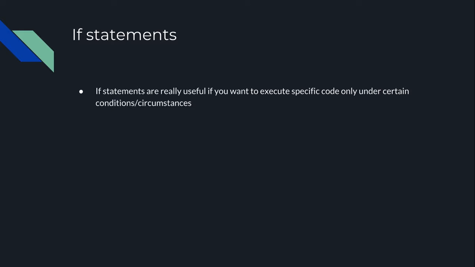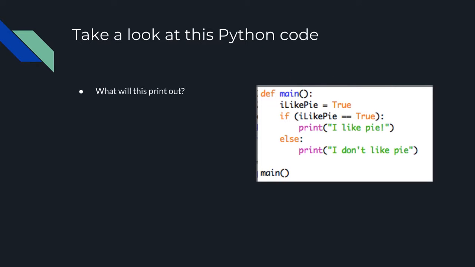And when we talk about if statements, we are usually talking about Boolean conditions. What Boolean conditions mean are just true or false, if something is true or if something is false. So let's take a look at this Python code. Once again, I have this defined inside the main function of my Python code.